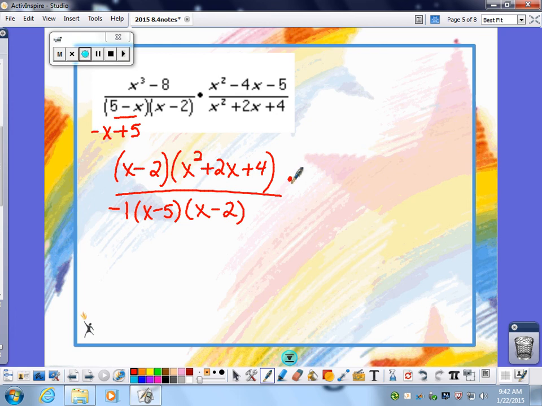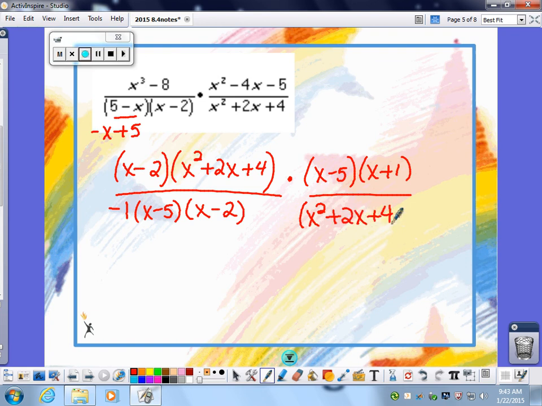Let's factor that second numerator. What multiplies to give me negative 5 and has a difference of negative 4? So factor that: x minus 5, x plus 1 over. All right, second denominator. What multiplies to give me 4 but adds to give me 2? Well, nothing, so I can't factor it, so it stays as x squared plus 2x plus 4.